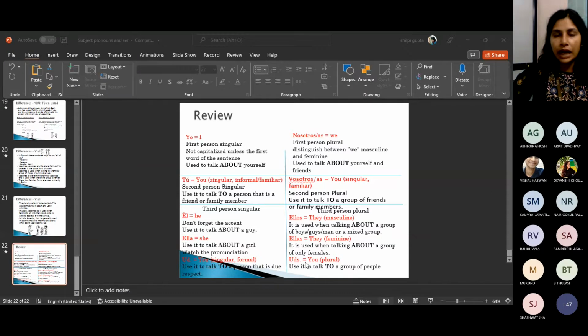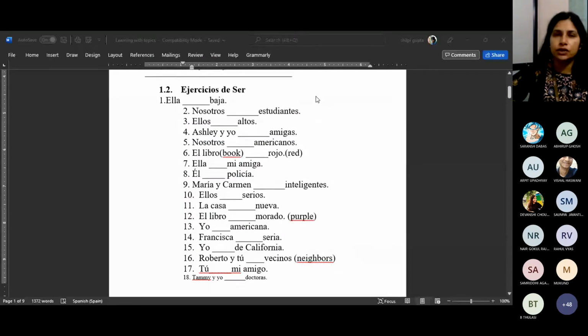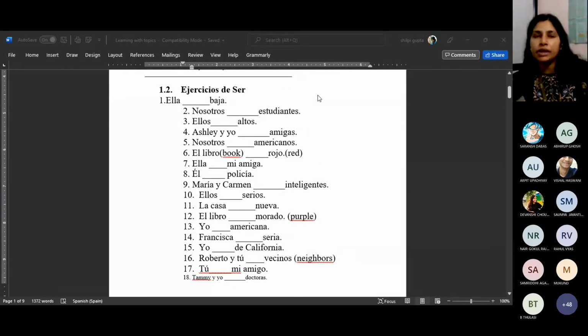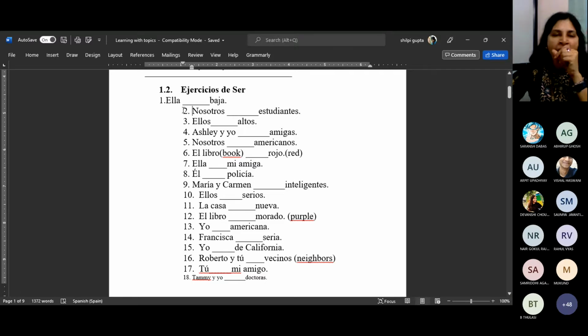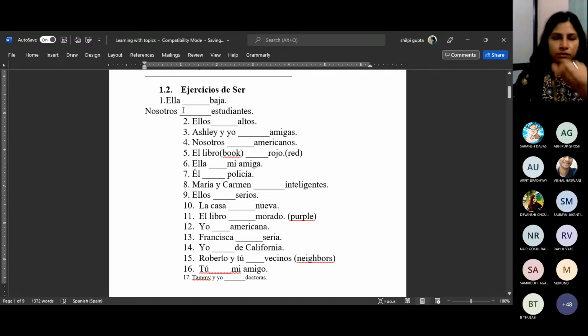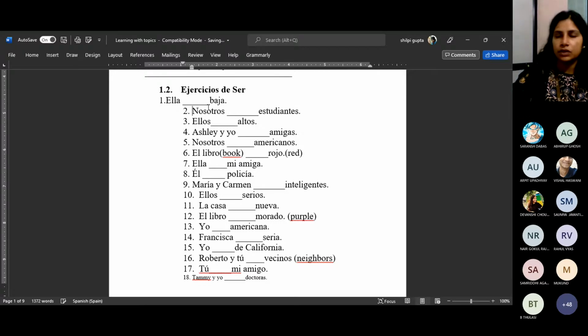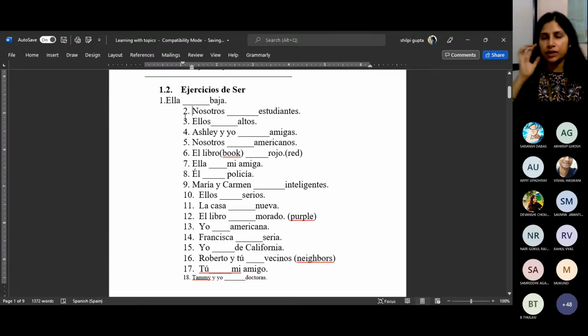I will give one exercise, which we will be doing orally. You do not need to write, but you need to speak. So I'll just share that. Let me find out where it is. Yeah, I got it. So you see one exercise here. Ejercicios de ser. That means you have to practice the ser verb here. You have to work with that. So let's do the first one.